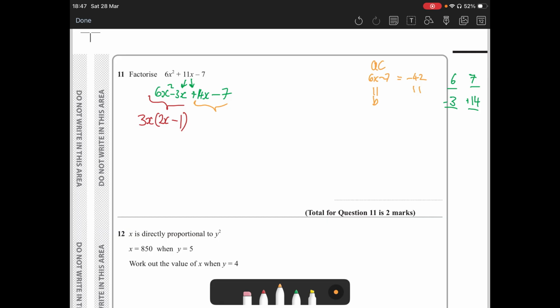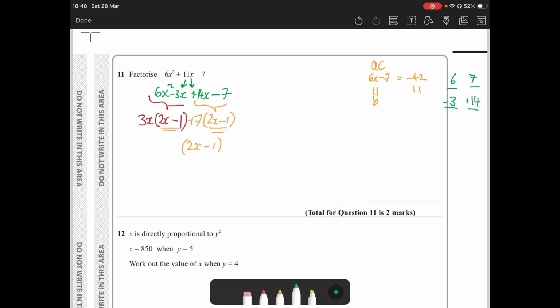The common factor here would be 7. So we'll write a plus 7, because 14 and 7 are both in the 7 times table. 2x minus 1. Again, at this point, you should notice that your brackets have the same thing. If not, obviously go back and correct whatever mistake you've made.